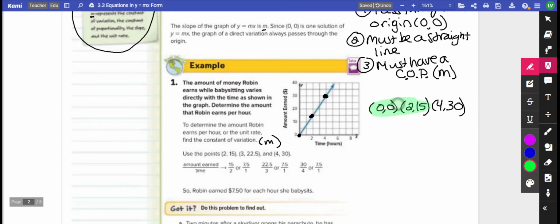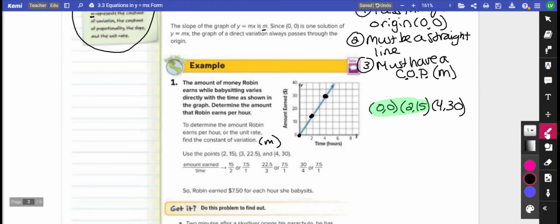So I'm going to pick the first 2. You could have picked the first one and the third one, or the second and third. Doesn't matter, just whichever one you want. I'm going to use my slope formula. Slope equals y2 minus y1 divided by x2 minus x1.